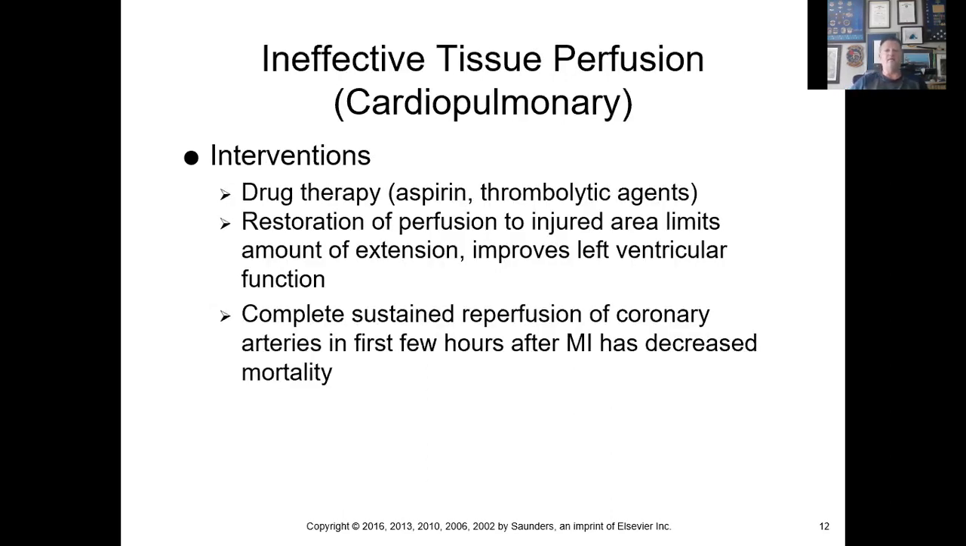All right, ineffective tissue perfusion, cardiopulmonary interventions such as drug therapy. We just talked about this. Aspirin, number one. Thrombolytic agents. Now, there's various thrombolytic agents out there, and usually they're not given because we prefer you go directly to the cath lab now and get what they call door to balloon time, which is 1 hour. By the time that patient hits the emergency room, they want them on that table and the balloon in the heart opening up. Time is muscle.